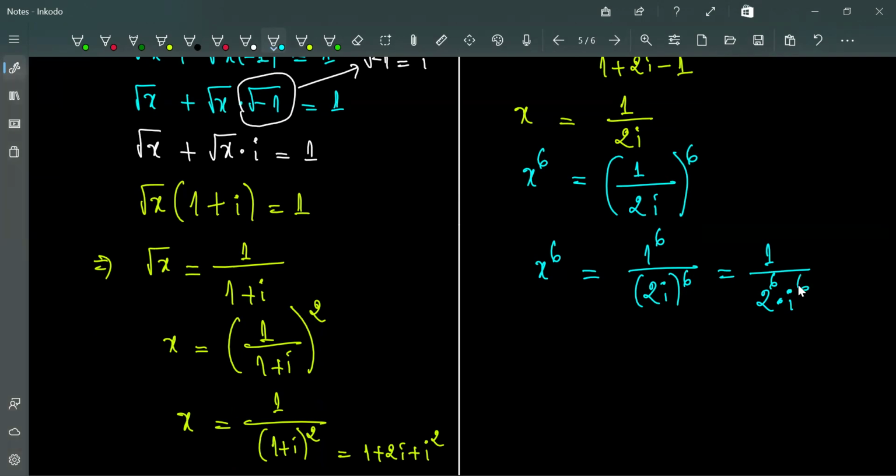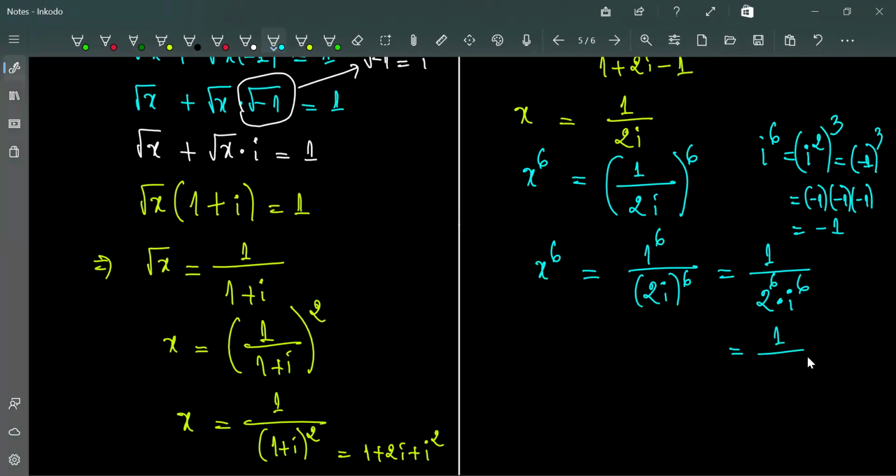You know that i power 6 is equal to i squared power 3. So i squared is equal to negative 1. So we can write negative 1 power 3. It's negative 1 times negative 1 times negative 1, so it's equal to negative 1. So i power 6 is equal to negative 1.